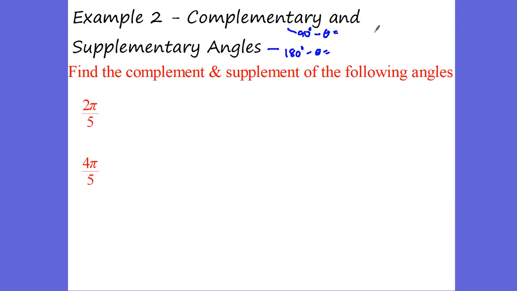So remember, what is 90 degrees? 90 degrees is the same as pi over 2. What is 180 degrees the same as? It's the same as 1 pi.